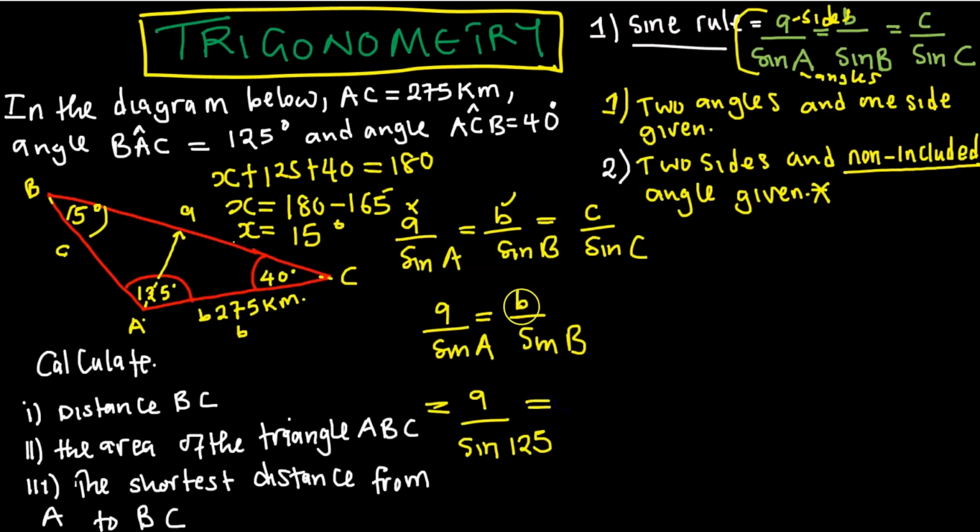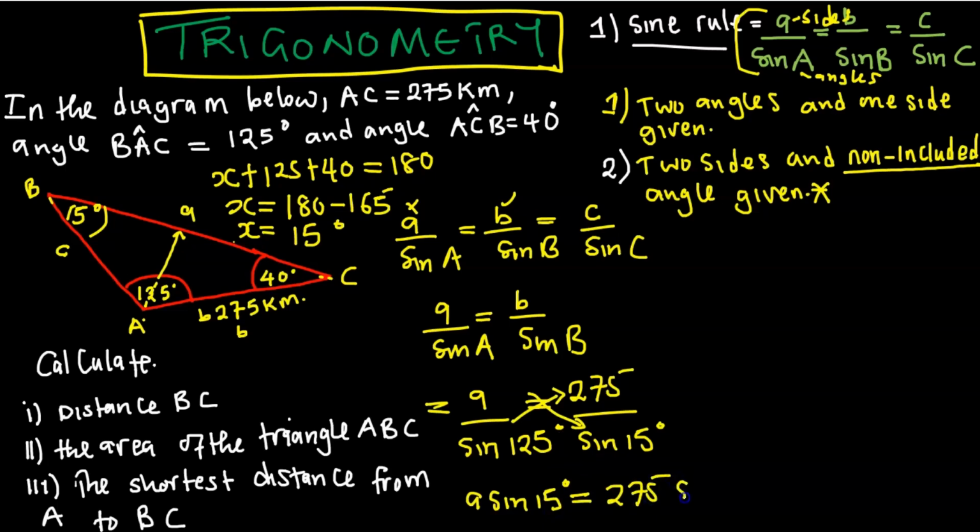Equal to, what is our B? Our B, side B, is 275 over, what is our angle? Sine 15 degrees. Okay? Here you are going to cross multiply. This one multiplies that one. This one multiplies that one. So you are going to have A sine 15 degrees equal to 275 sine 125 degrees.